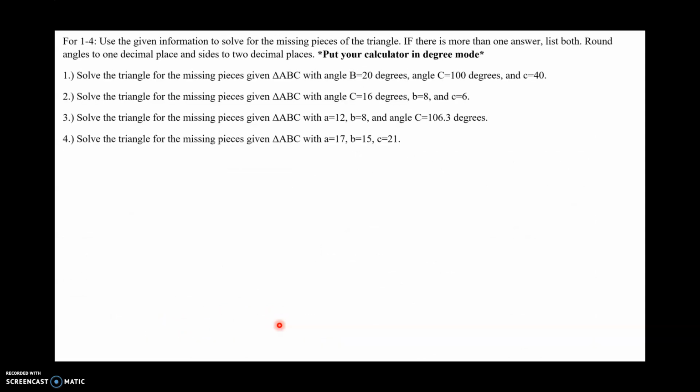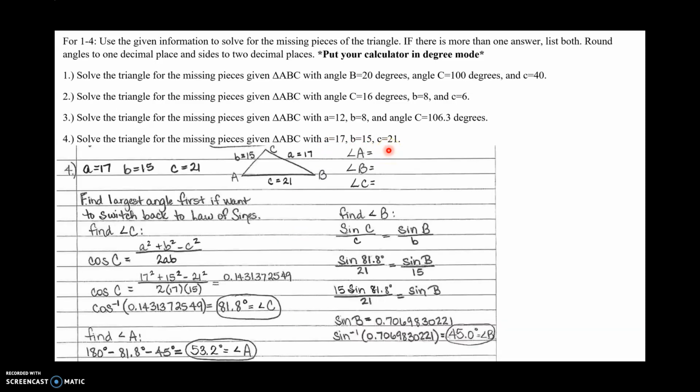The other type of triangle that we use law of cosines for is a side-side-side triangle. A lot of people like to do one piece with law of cosines and then switch back to law of sines. If you want to do that, it's important that you find the largest angle first if you're going to switch back to law of sines. The way I know what's the largest angle is it's opposite the longest side. So if little side C is 21, then I want to find angle C as my largest angle.